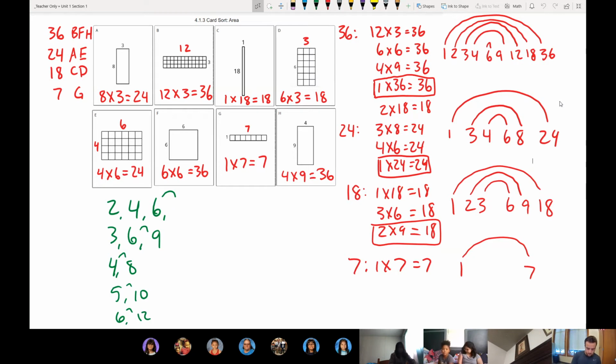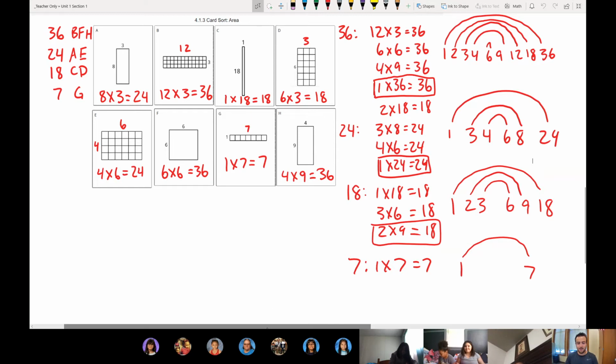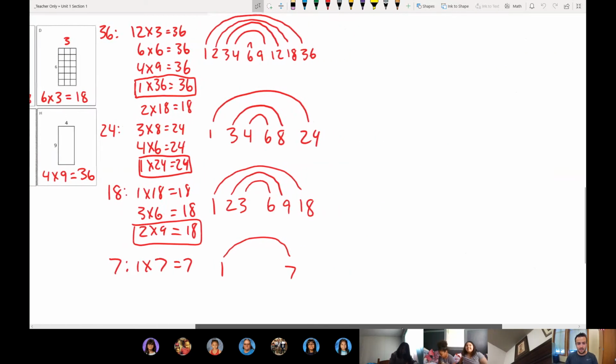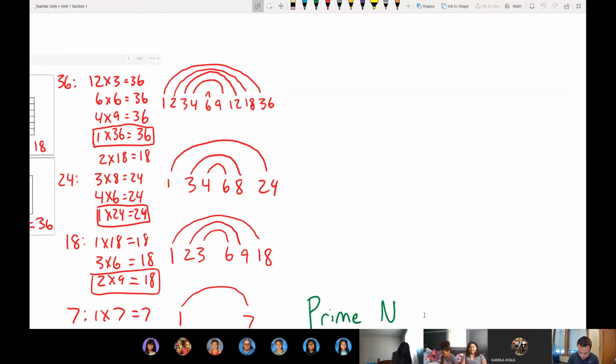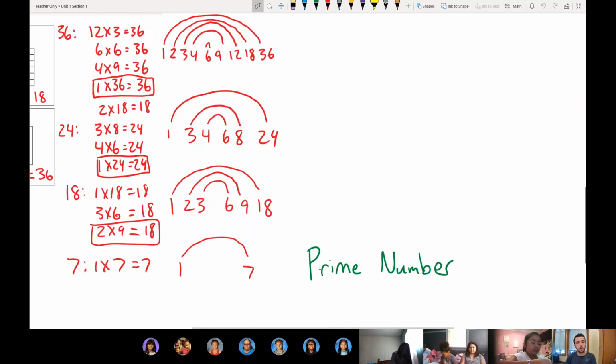Well, it means it's a prime. That it's a what? I forgot the word, but prime. Prime number. Yeah. I'll scroll over here and give me some room to write. Let me get my notepad open. Since there's only one factor pair for 7, 7 is a prime number.